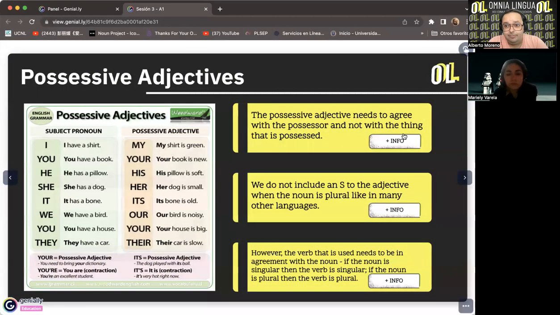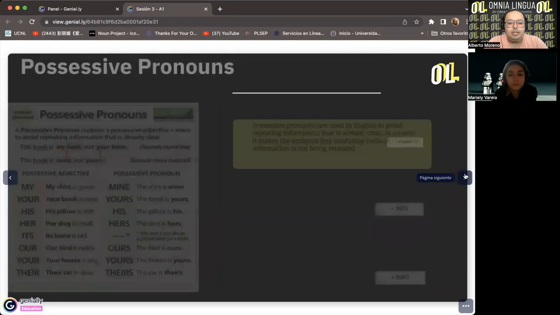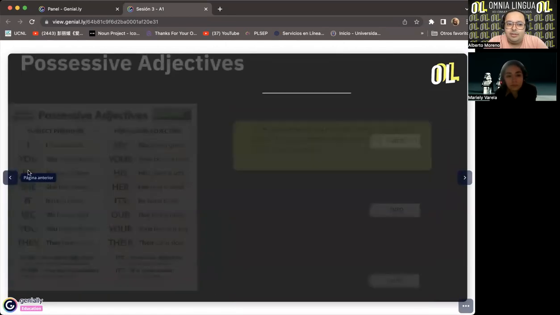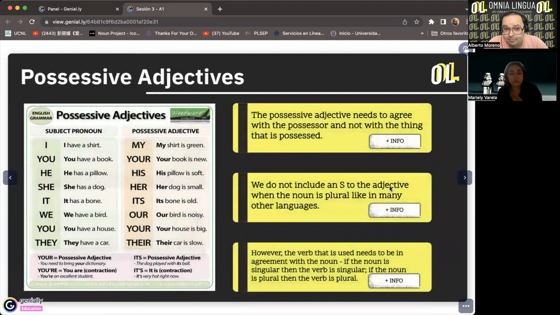Questions up to here? ¿Alguna pregunta? No? Everything's right? Are you sure? Sure. Yes. So then we have the possessive pronouns. Those are possessive adjectives. Always possessive adjectives, like demonstrative adjectives, are always before a noun. This is important.